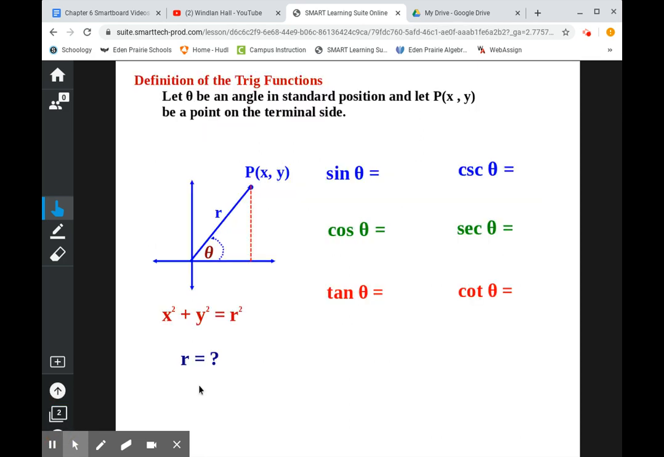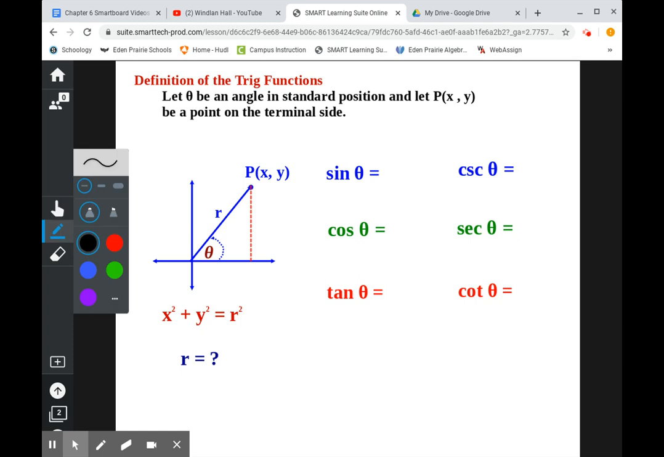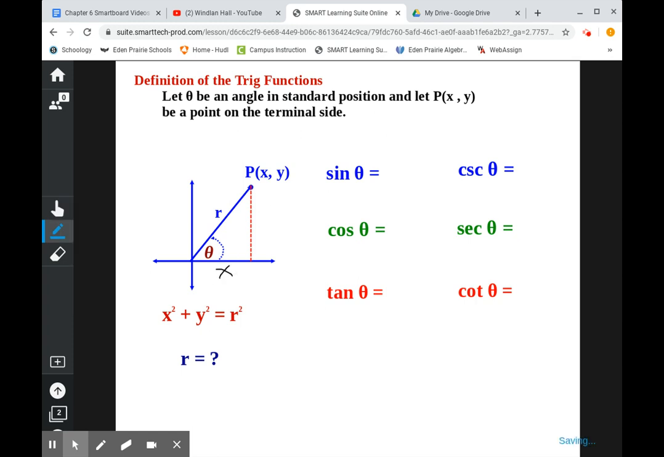Okay, so definition of the trig functions. It says let theta be an angle in standard position. Remember that standard position is always between the nearest x-axis and the terminal side being here. Then it says let P of x comma y be a point on the terminal side. So this point, we call it x, y, which means that if we talk about values, this distance is x and this distance is y to give us the point x comma y. And then this distance here, we call that the radius r.